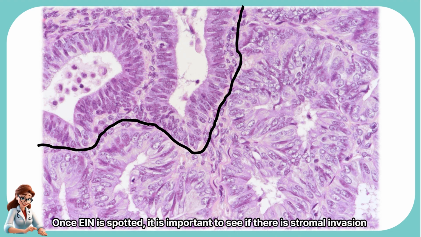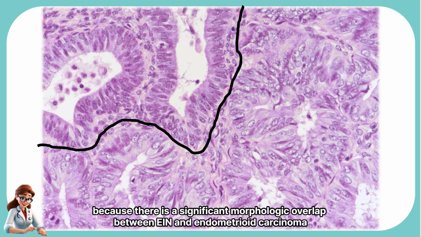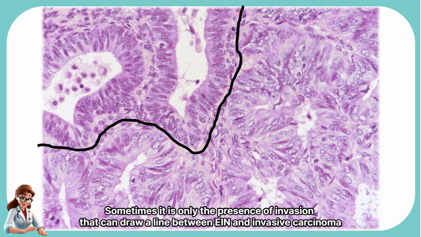Once EIN is spotted, it is important to see if there is stromal invasion, because there is a significant morphologic overlap between EIN and endometrioid carcinoma. Sometimes it is only the presence of invasion that can draw a line between EIN and invasive carcinoma.